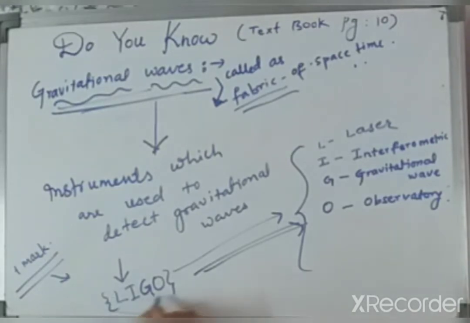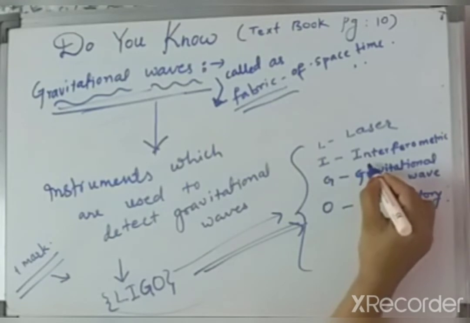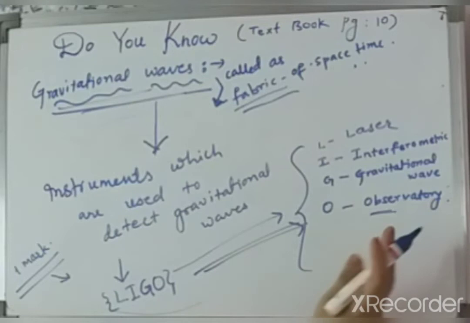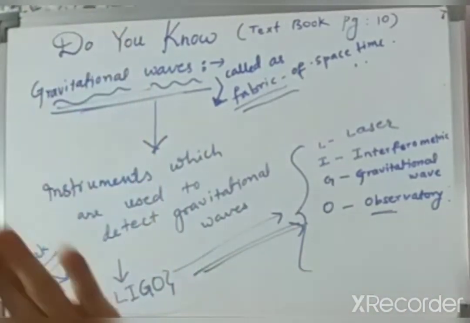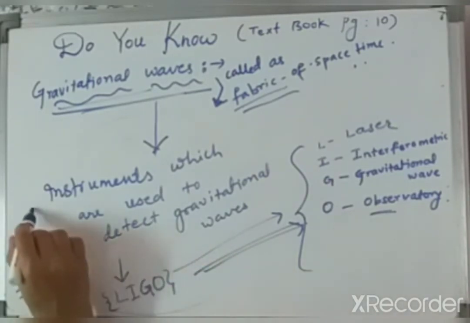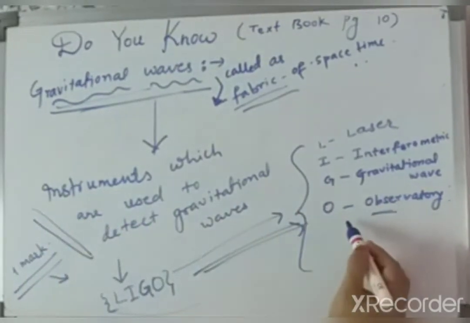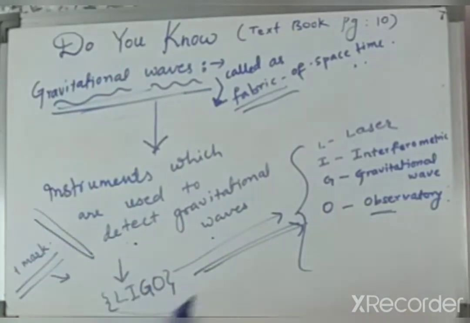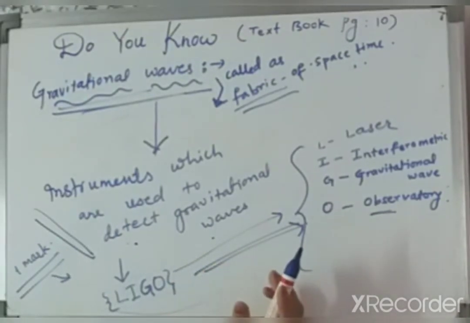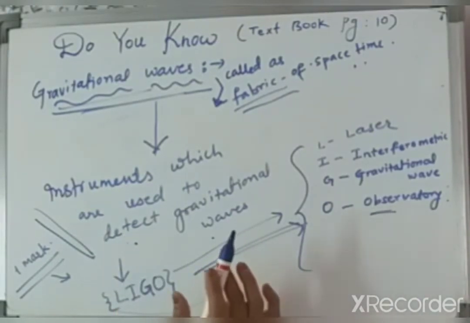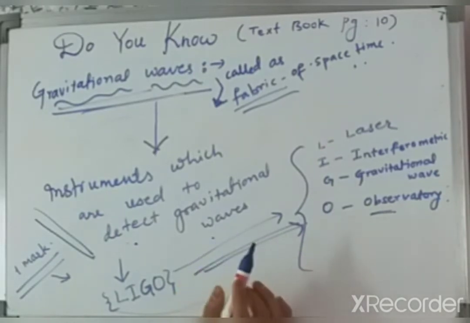So what is LIGO? Laser interferometric gravitational wave observatories. These observatories are located in outer space. What is the purpose of this? These are instruments which are used to detect gravitational waves in space, and from that we can understand the age of different astronomical objects, and different information with the help of this LIGO.